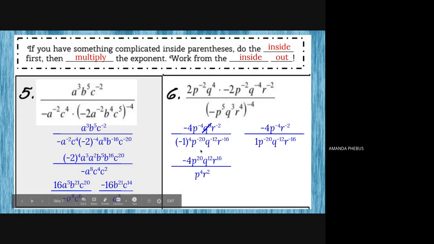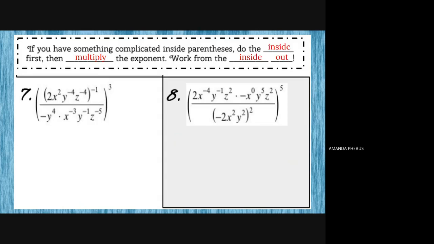And then I'm going to subtract 20 minus 4 on my P's, 16 minus 2 on my R's. Q has nobody to combine with. So I've got negative 4. P to the 16th, because that's 20 minus 4. Q to the 12th. R to the 14th, because 16 minus 2 is 14. So that's going to be it for that one. One of each variable. We also have a coefficient. Everybody's in the numerator. Everybody's got positive exponents. We're done.